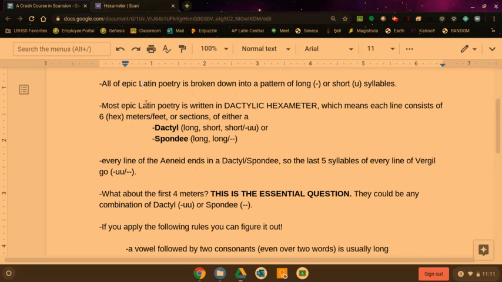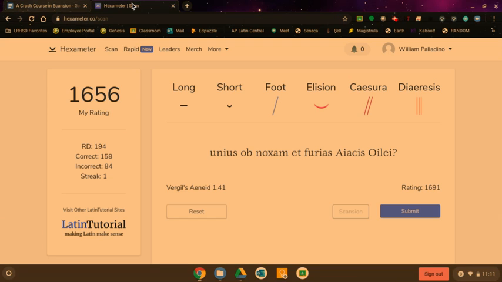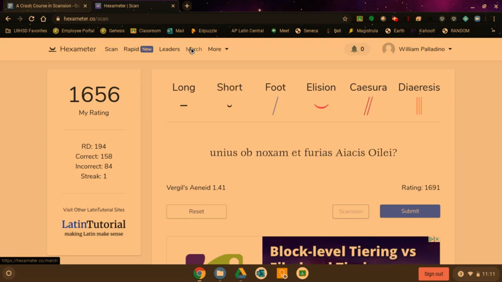Every line ends dactyl spondee. So let's jump over. This is a website I posted that you can create an account for. We'll do a lot of stuff with this as the year winds down. Doing scansion can be fun sometimes. It's almost like a logic puzzle. It's a good break from worrying about translating and things like that. So, here's a line from book one.